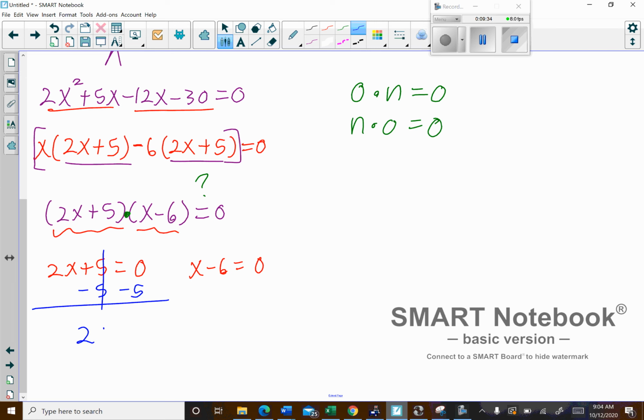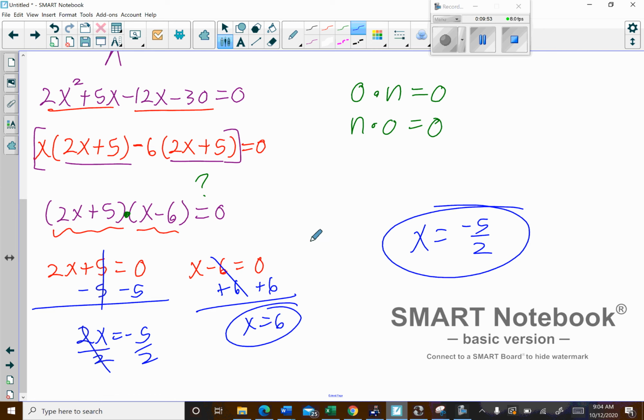And so let's see, 2x equals negative 5, divide by 2. So one of my answers, I'll put it over here, x equals negative 5 over 2. And then the other one's a lot easier. Just add 6, x equals 6. So those are my 2 answers to this question up here.